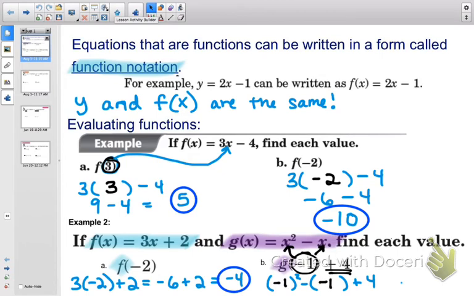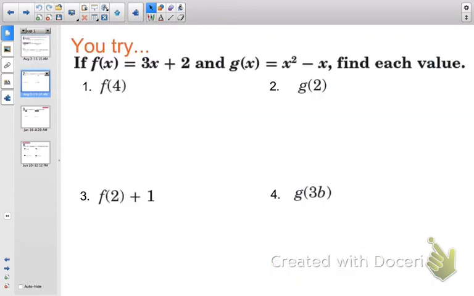Now let's plug in -1 for x. -1 squared is +1. Subtracting a -1 is the same as adding a 1, and then add 4. 1 plus 1 is 2. 2 plus 4 gives me 6. Go ahead and do these 4 U-tries on your own.